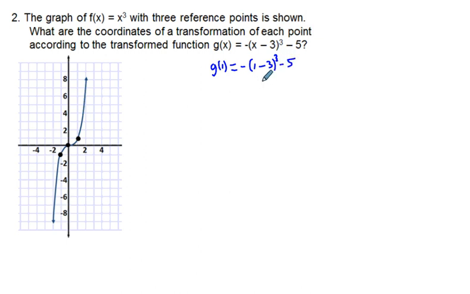So g of 1 is equal to, well, we take this negative, and 1 minus 3 is negative 2. So negative 2 cubed minus 5. Well, negative 2 cubed is negative 8, but this minus outside makes it positive. So we get 8 minus 5, or 3. So what we get for this is the point 1 comma 3. Well, I've got to really do more than that in this instance. I'll tell you why. We've got to translate this first.